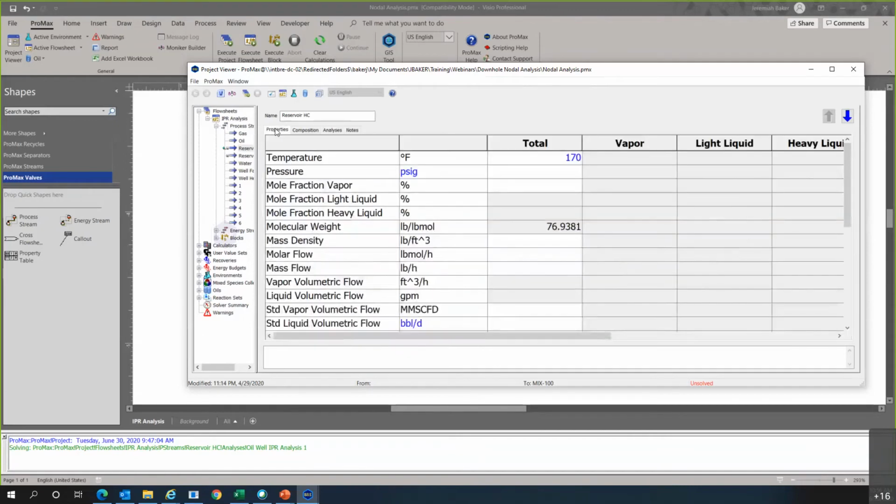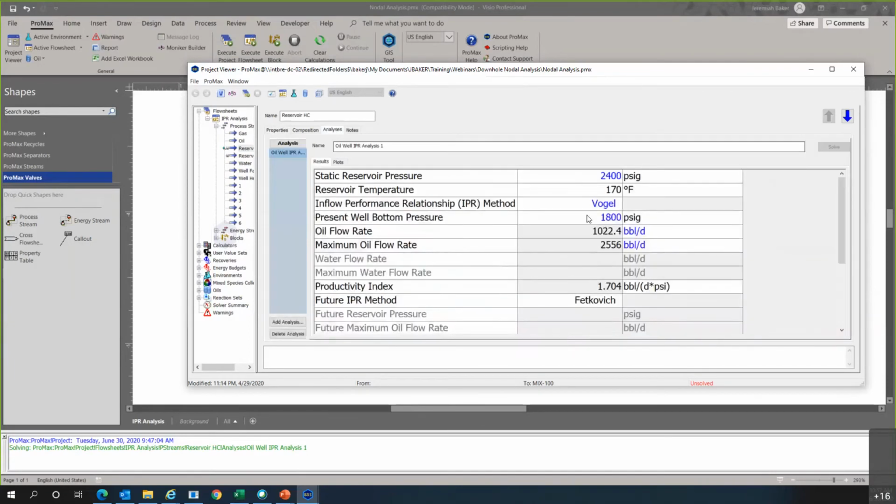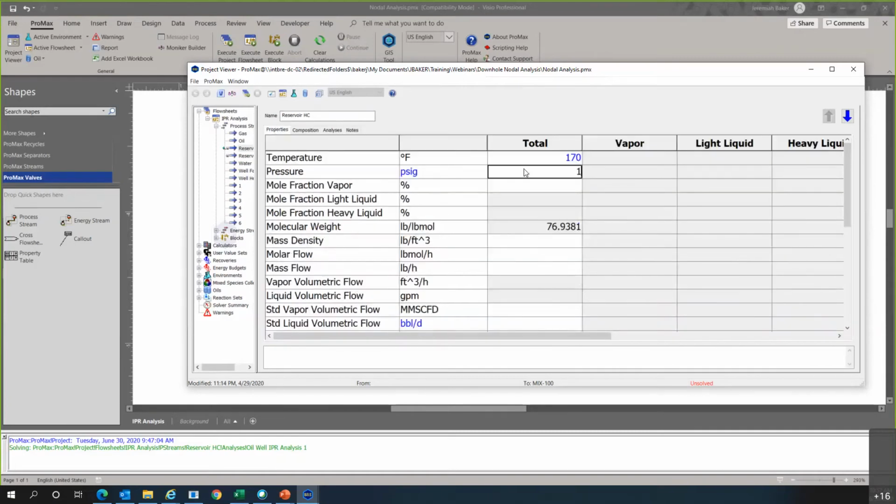I can go back to my properties tab and see that once again, we don't have a pressure set and we don't have a flow set. So we're going to use the IPR analysis. We're going to tie that to the actual stream data so that whenever something changes in our reservoir, let's say we change our well face pressure, that flow rate is always going to update to what the IPR tells us it should be. To do that, I'm going to delete the pressure inside the analysis. The analysis is trained to use the pressure in the stream if I set one. So I'm going to set a stream pressure here of 1800.